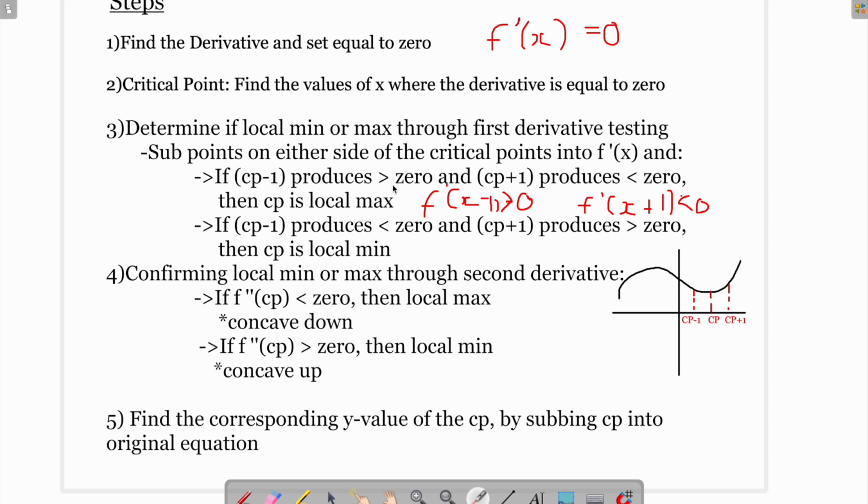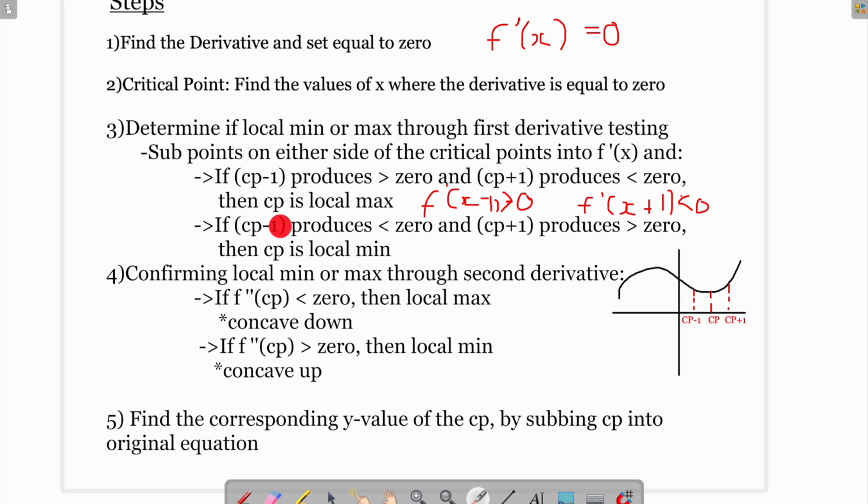And why do we say greater than and less than 0? Because at the critical point at x, it's always equal to 0, because that's how we found it. So if the left-hand side of that critical point, CP -1, is greater than 0, and also the right-hand side, CP +1, is less than 0, it's a local max.